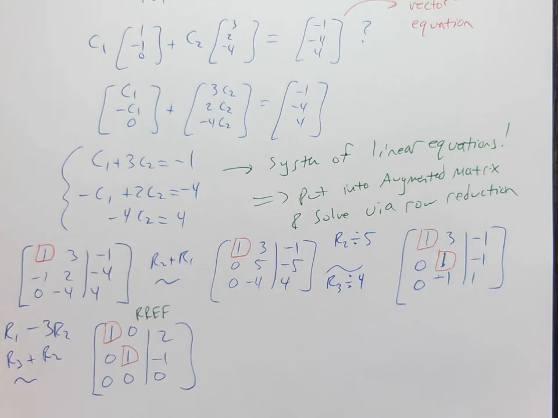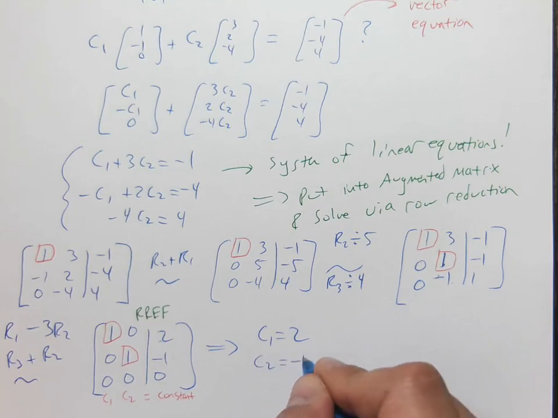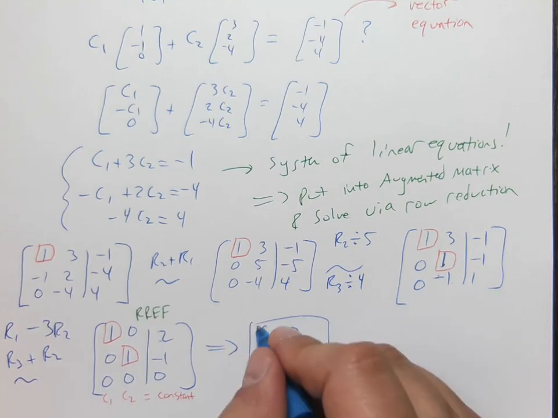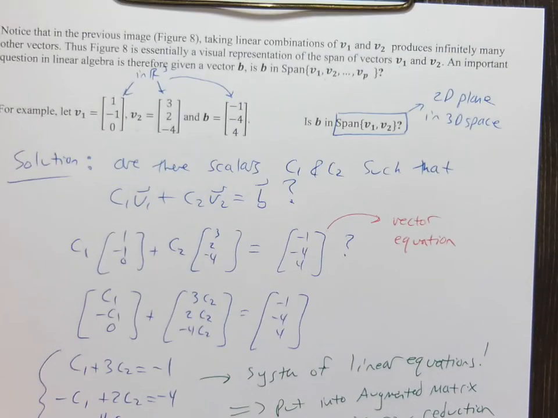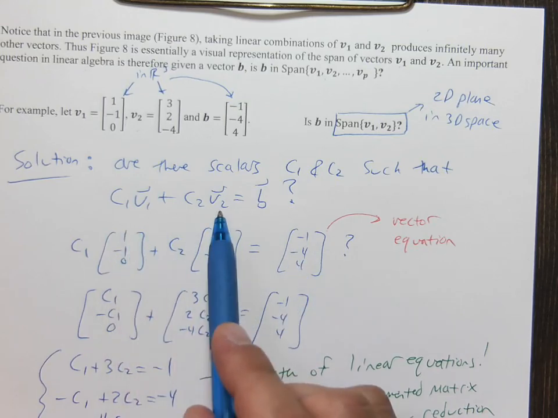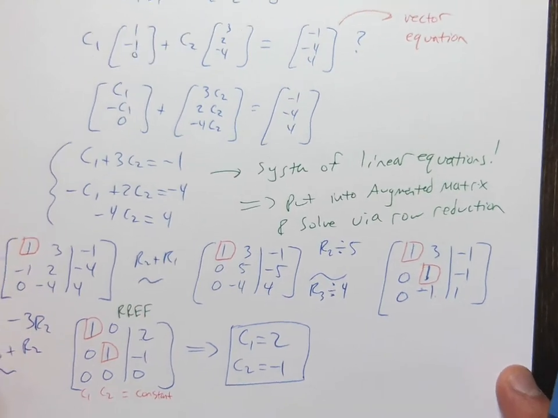And this just tells us the solution, I mean. Just as a quick reminder, this is the C1 column. This is the C2 column. This is the equal sign. This is the constant. So when we write down what this system actually tells us, C1 is 2 from the first row, and C2 is negative 1. So we have a solution. If I plug C1 equals 2, C2 equals negative 1 into these equations, I should get B. In other words, a linear combination of V1 and V2 actually does equal B.